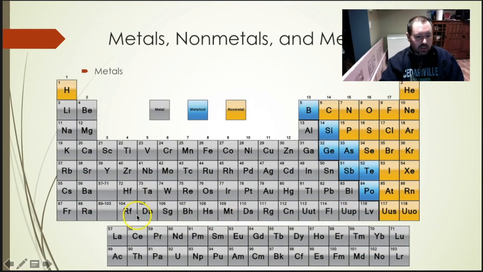You see all these gray things here? These are all metals. That's a lot. Most of our periodic chart is metals. Notice even things like calcium, things that make up your bones and your teeth. That's a metal. Sodium, that's a metal too.